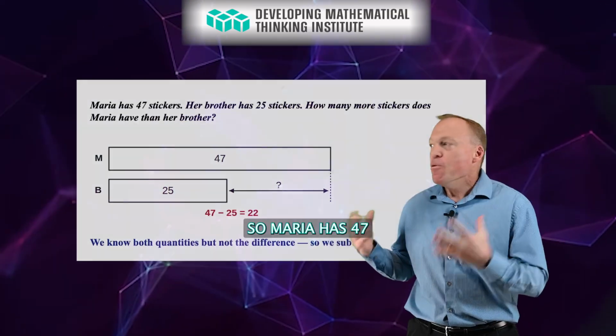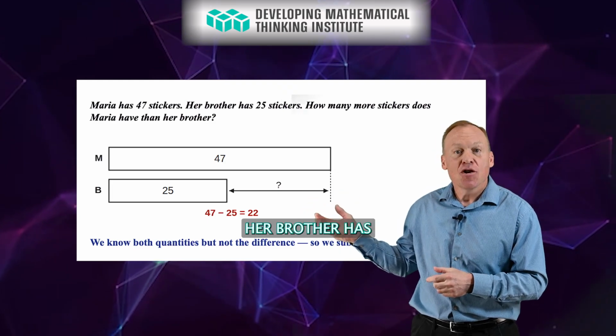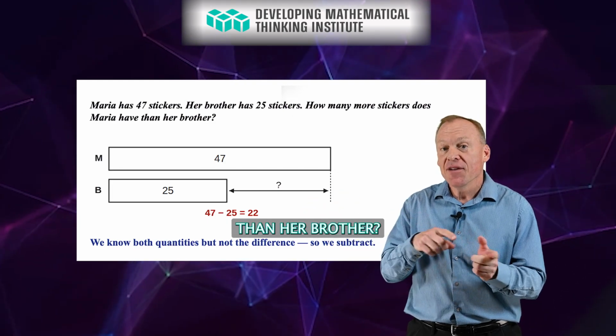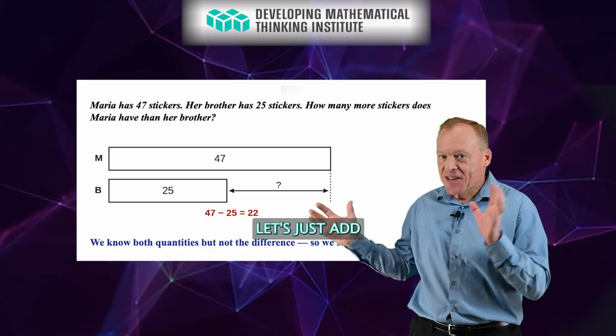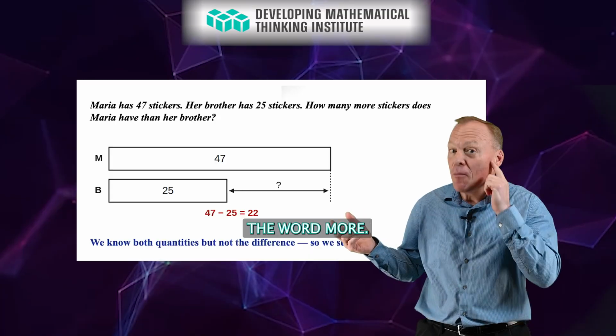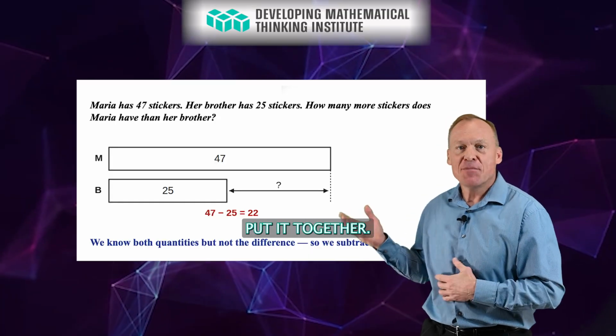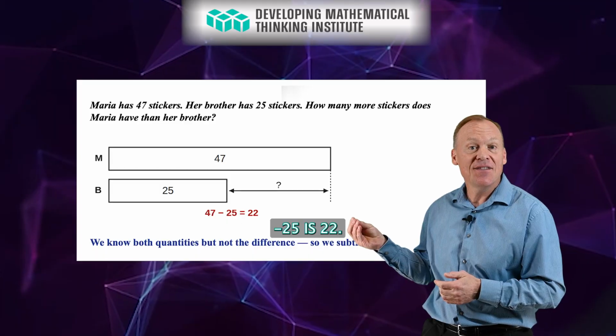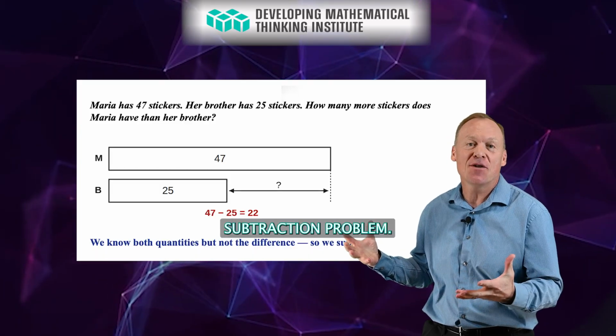So a third one, Maria has 47 stickers. Her brother has 25 stickers. How many more stickers does Maria have than her brother? Let's just add those 2 numbers together, you get a total. This happens all the time, especially because they hear the word more, so that means add, and they put it together, and of course, it was supposed to be 47 minus 25 is 22. It's a subtraction problem. So on 2 of the 3 problems, kids are getting those wrong every time because they don't understand the structure. So what do we do here?